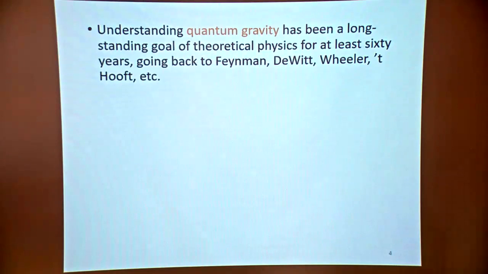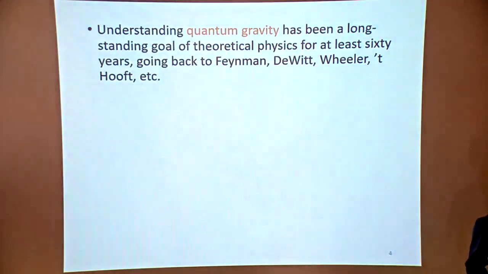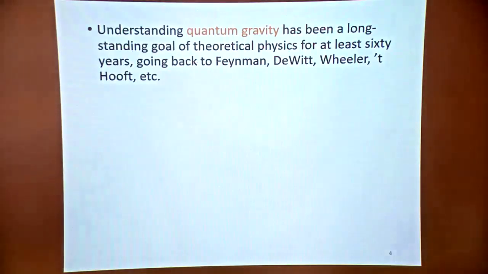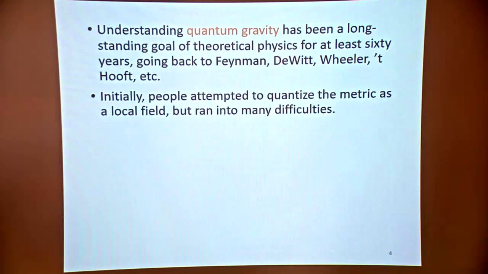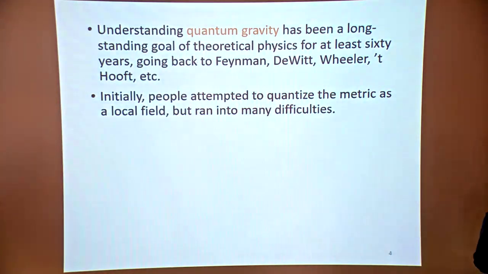Understanding quantum gravity has been a long-standing goal of theoretical physics for at least 60 years, going back to many physicists, including Feynman, DeWitt, Wheeler, and 't Hooft. Initially, people tried to somehow quantize a metric as a local field, but that quickly ran into many difficulties. By now, we know that this is not the correct way of thinking about quantum gravity.